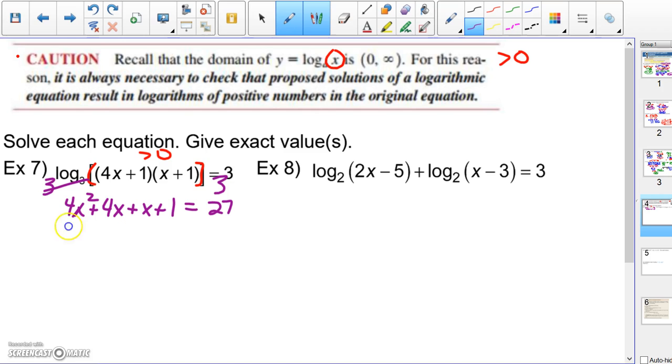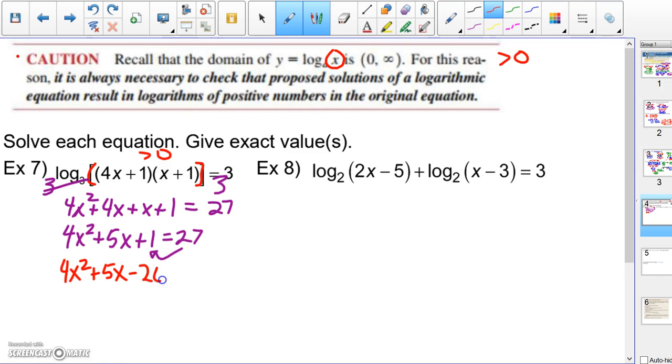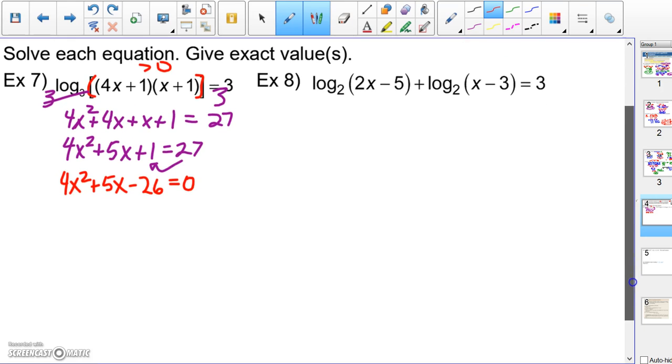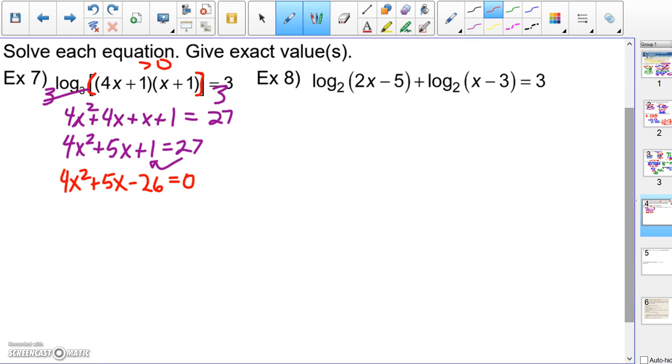Cleaning up like terms, 4x squared plus 5x plus 1 equals 27, and then go ahead and subtract the 27 over for 4x squared plus 5x minus 26 equals 0. So we have a quadratic equation that we can solve. Sometimes factoring is going to be easier to do than other things, but if we can't factor it, maybe we use the quadratic formula. This one is going to factor.